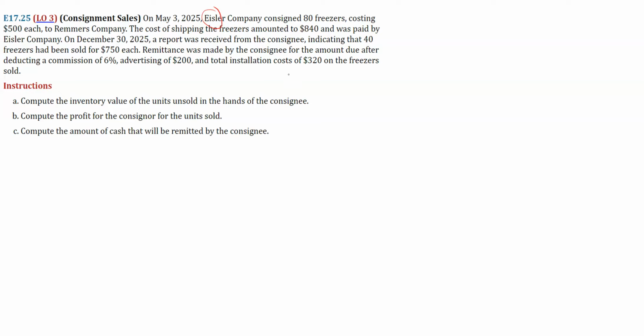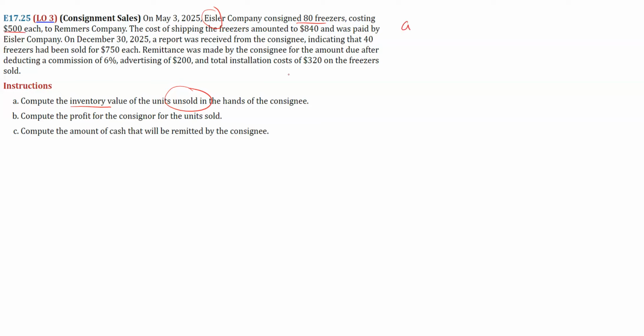Part A, compute the inventory value. We need to calculate the inventory value of the unsold freezers. They sold half, so half is unsold. We'll calculate the cost of goods sold or the remaining inventory value, which would be the same. The 80 freezers cost, as you already know, $500 each, plus there is some freight cost. Freight cost is a part of the product cost.